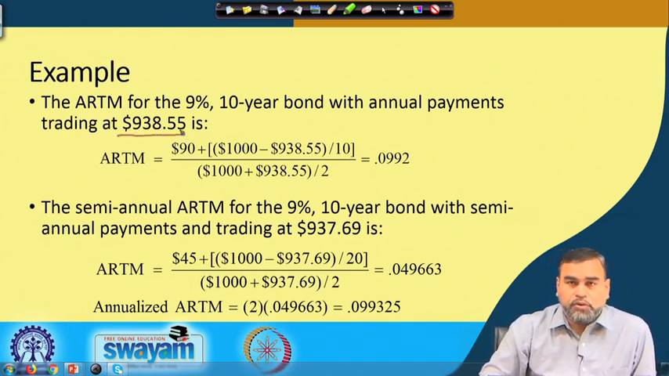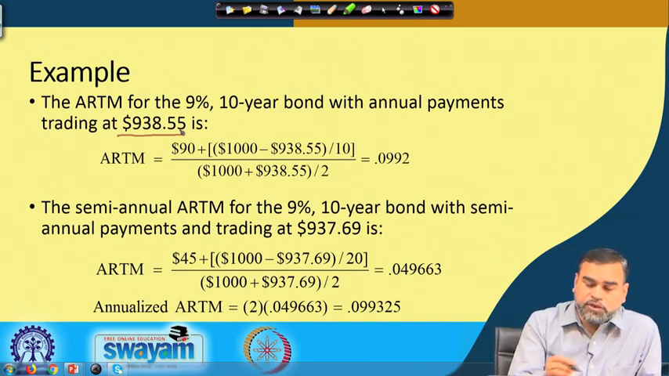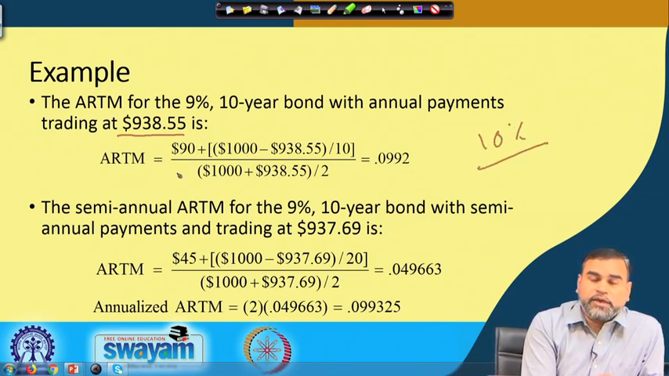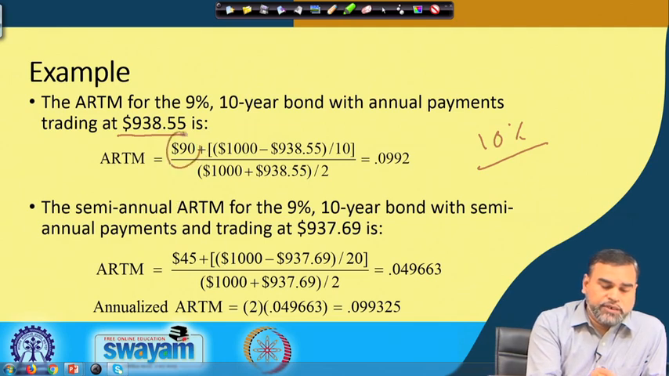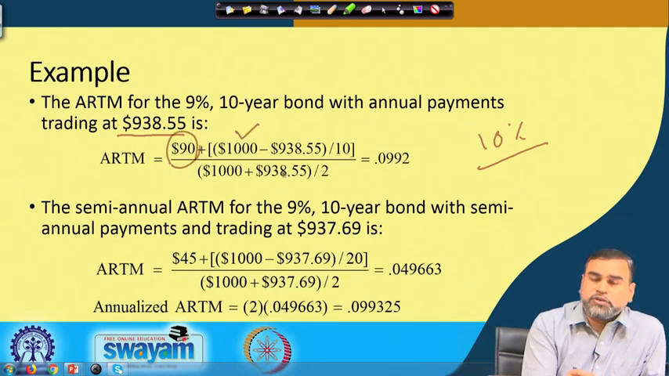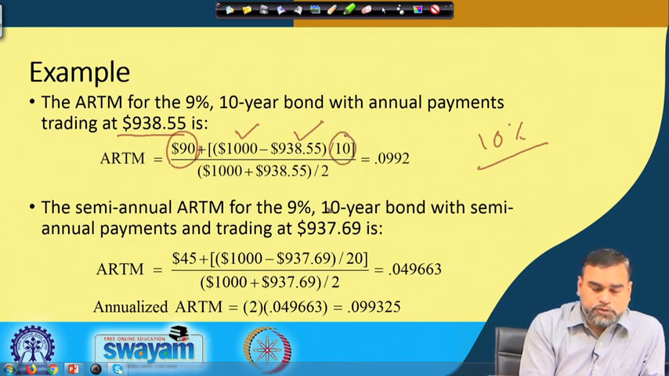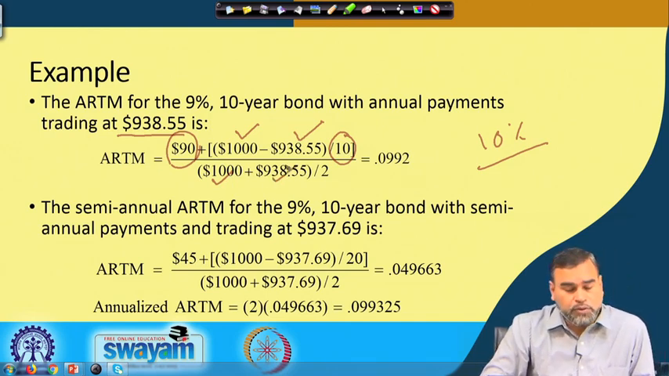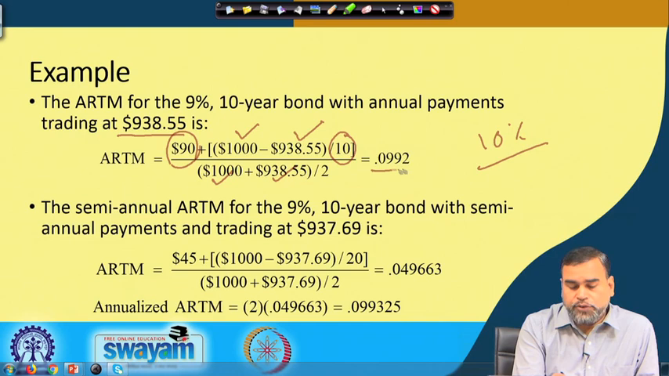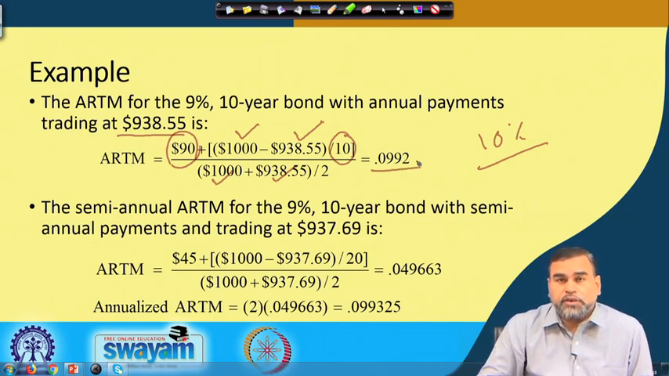We know that the particular rate which makes this value equal to the present value is 10%. But if you go by the ARTM formula, your coupon is 90, your par value is 1000, the value of the bond is 938, and the maturity period is 10 years. So this is the face value or par value and this is your market value. You will find a rate of 9.92%. It is very close to the yield to maturity, but not exactly the 10% that you are getting.